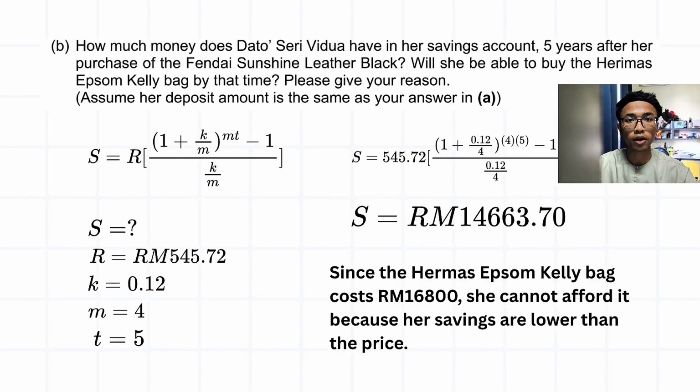For part B, we need to find how much money she will have after 5 years if she continues depositing the same amount. Okay, so I'm using the same formula for this question, and we need to find S. So R equals 545 ringgit and 70 cents, K equals 0.12, M equals 4, and T equals 5. After calculating, we got S equals 14,663 and 70 cents. Since the Hermes Epsom Kelly bag costs 16,800 ringgit, she cannot afford it because her savings are lower than the price.